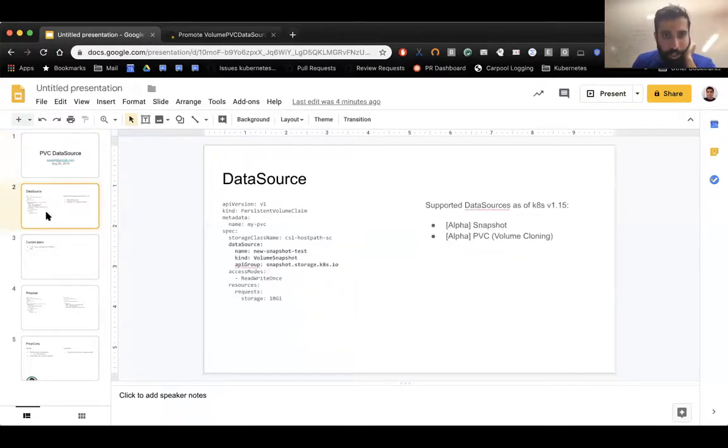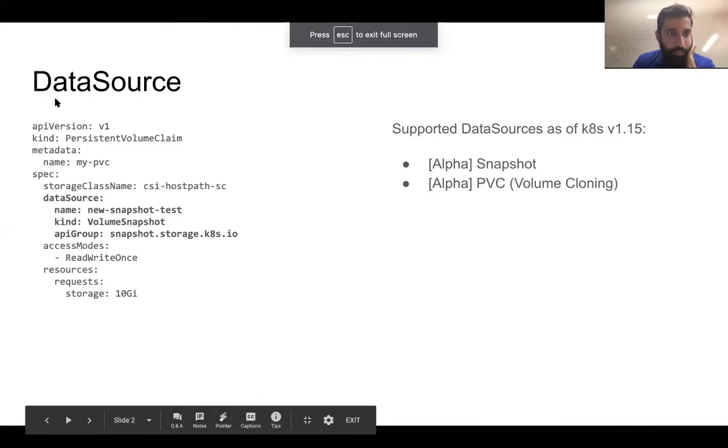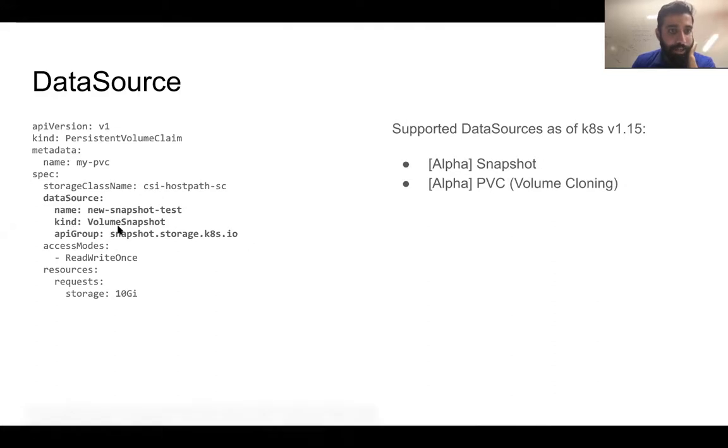Okay, so currently this is what DataSource looks like. Inside your PVC object, you can specify the kind of data source that you want and the name of that data source and the API group that it belongs to. And the nice thing about this mechanism is that it's extensible in that you could define an arbitrary kind of CRD and that can become a new type of data source.